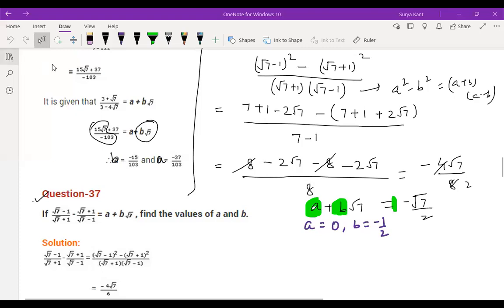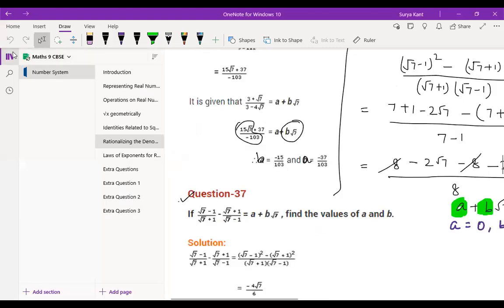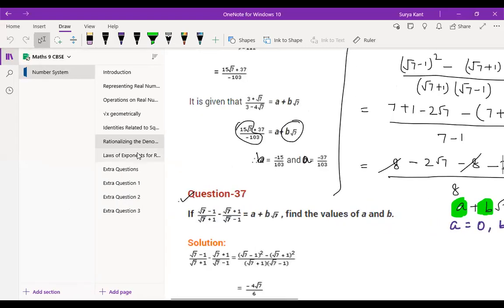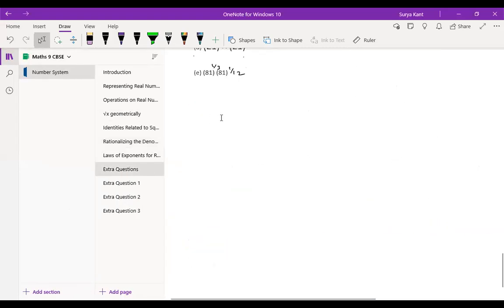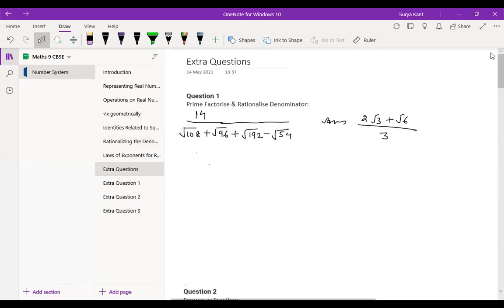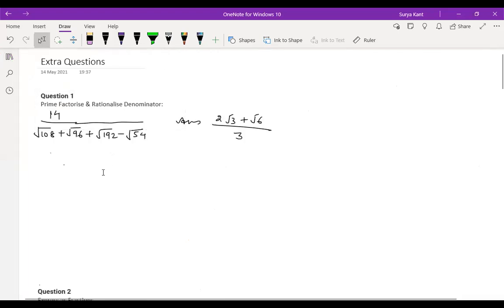So I think the first chapter is almost finished, right? So we will just do a few questions based on it. The first question is 14 divided by 108 plus root 96 plus root 192 minus root 54. Let's try to solve this. Try to factorize and rationalize the denominator.